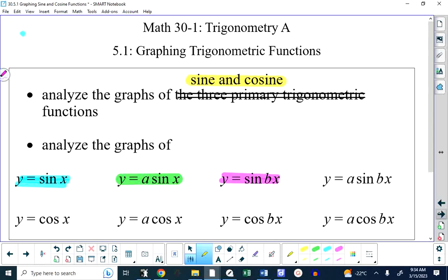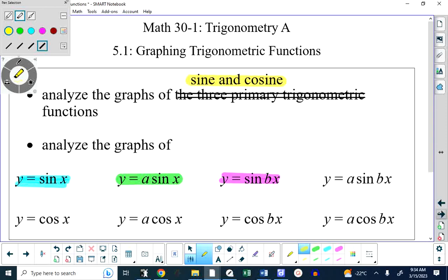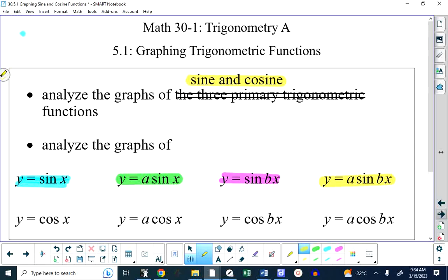And finally, obviously, if I put it all together, you should be able to understand that y equals a sine of bx can be created by taking y equals sine of x and doing some things to it. Stretching it vertically by a factor of a, horizontally by a factor of 1 over b, absolute values of those numbers, and then reflecting it vertically or horizontally if a is negative or b is negative. And then we could do the same thing with cos.